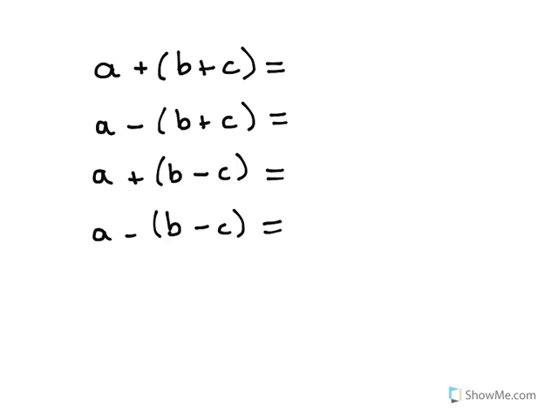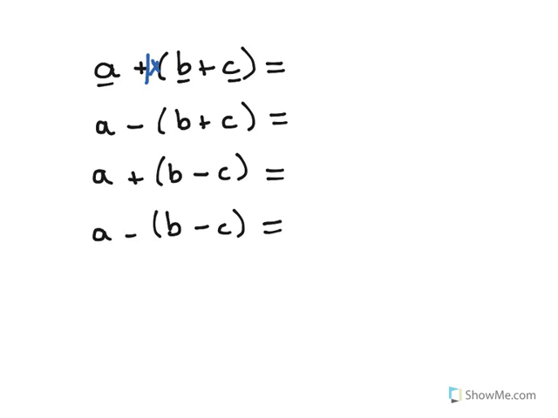Let's look at how we would cope with brackets when we're just adding and subtracting in algebra. So here we've got some different expressions and they all look very similar. First we've got a plus b plus c. What we have to think of outside of this first bracket is that it's like there's a plus 1 there, multiplied by the terms inside the bracket.